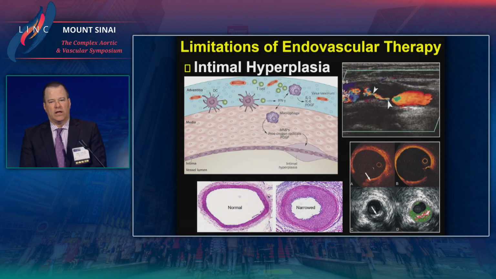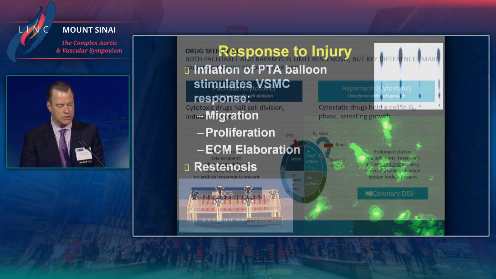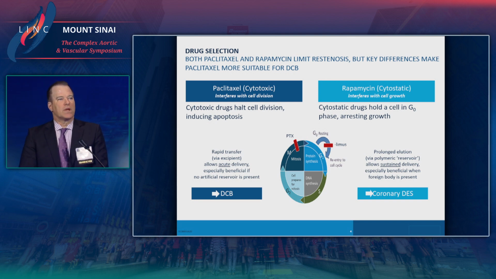Our infrainguinal interventions, similar to what we've seen in coronary and other vascular beds, have been limited by neointimal hyperplasia. Neointimal hyperplasia results from stimulation in the form of angioplasty, stent placement, or atherectomy, resulting in migration of smooth muscle cells, proliferation of those cells within the subintimal layer, and the elaboration of extracellular matrix proteins resulting in restenosis. This has been well studied. The efforts to intervene in these areas are designed to limit the proliferation of these smooth muscle cells.